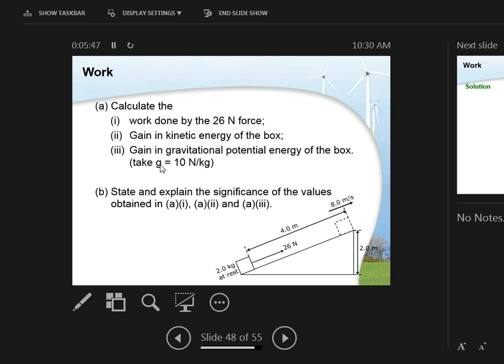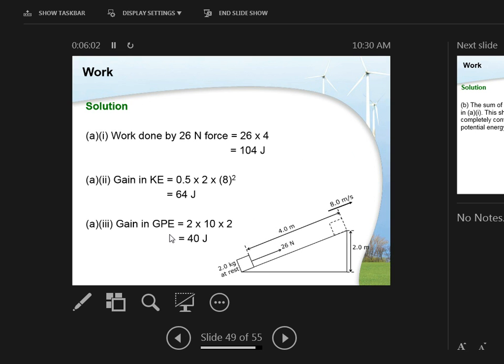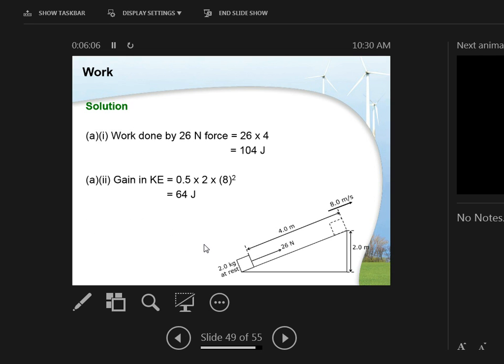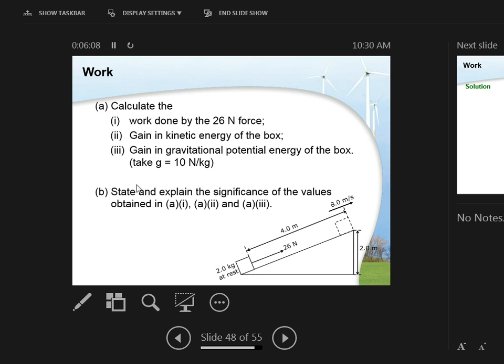Part 3, the gain in gravitational potential energy. Formula is mgh. g is 10, h is 2. Mass is 2. So, gain in GPE is 40 joules. Straightforward also. Now, what I need you to pay attention to will be this part.